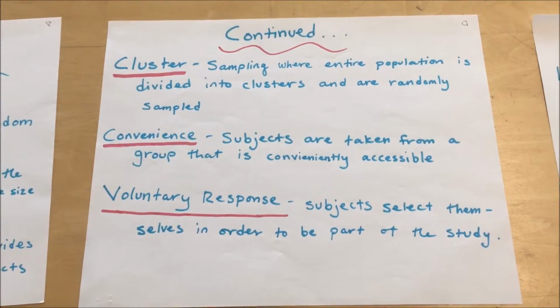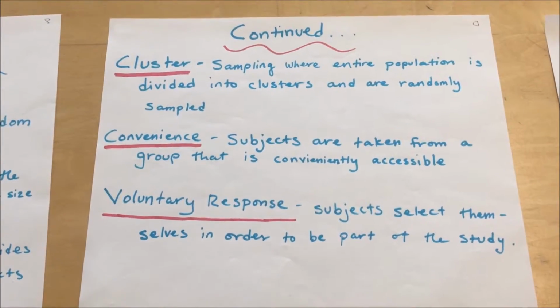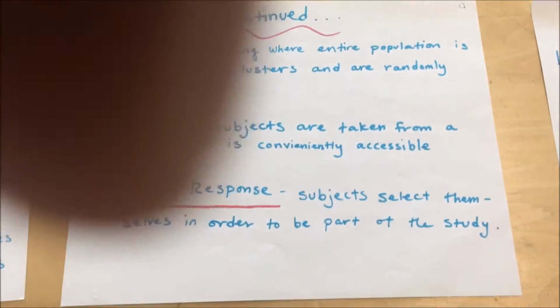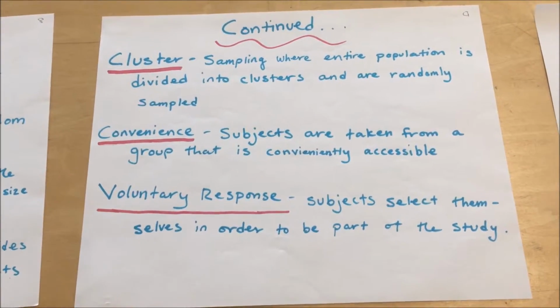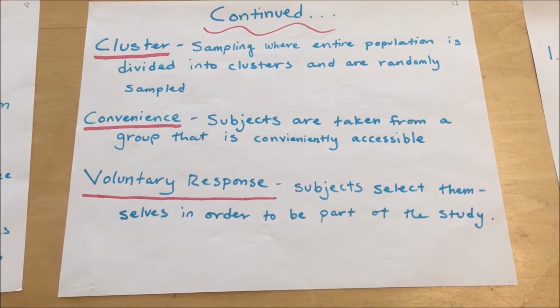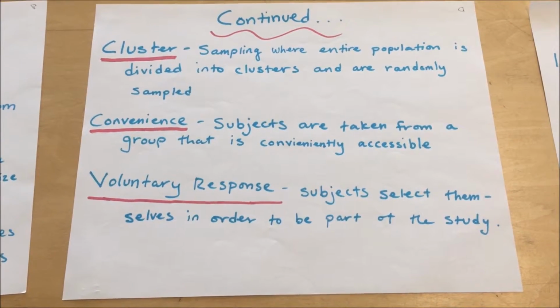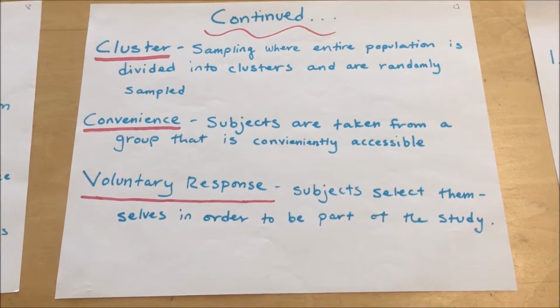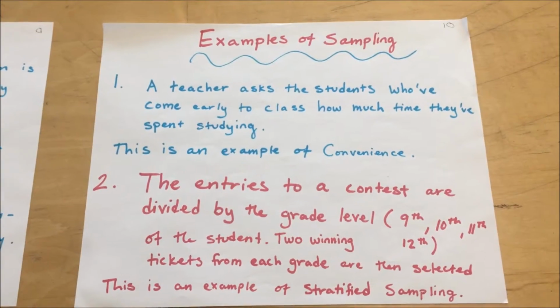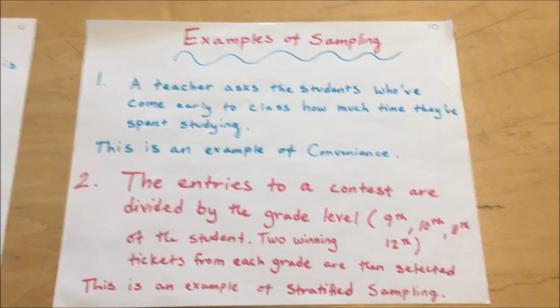Next we have cluster sampling. So this sampling is where the entire population is divided into clusters and randomly sampled. Next we have convenience sampling. So subjects are taken from a group that is conveniently accessible. And then finally we have voluntary response sampling, where subjects select themselves in order to be part of the study. And here are 2 examples of sampling that you guys can try.